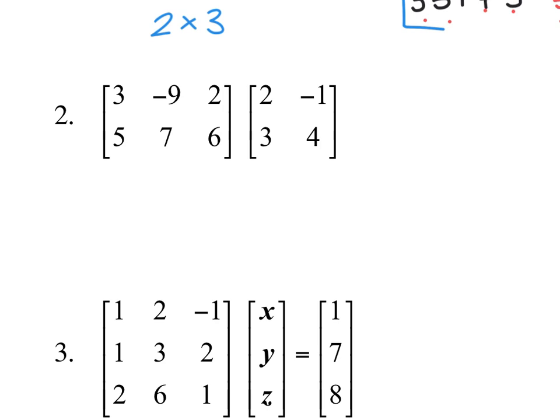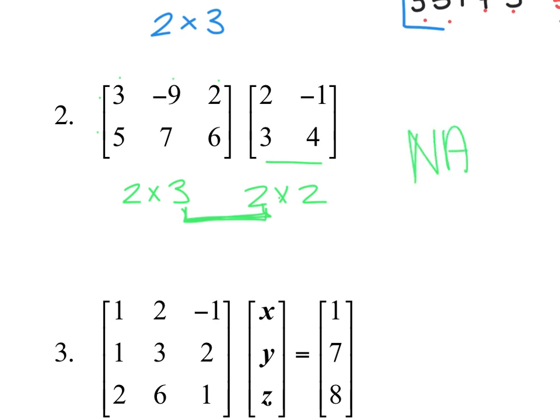Let's do another example. In this second one, I have a 2 by 3 and I want to multiply that by a 2 by 2. But the problem is these two are not the same. So you cannot do it. It does not exist. You cannot multiply these two matrices.